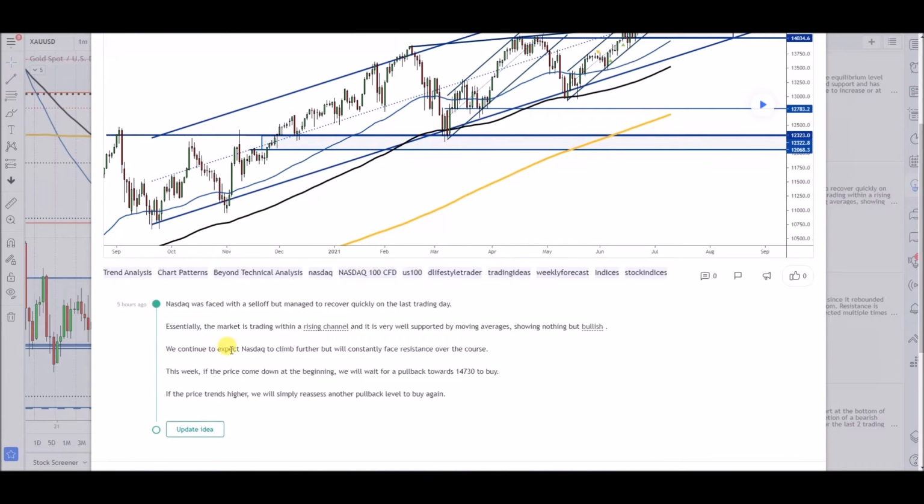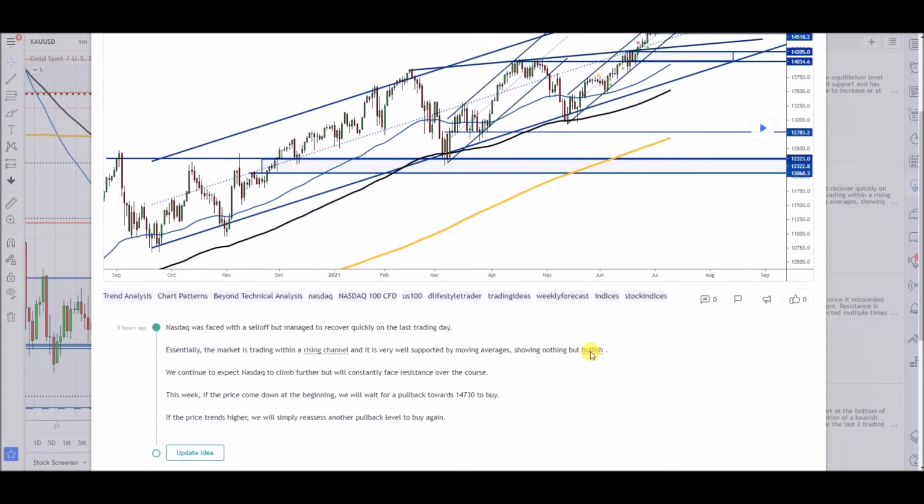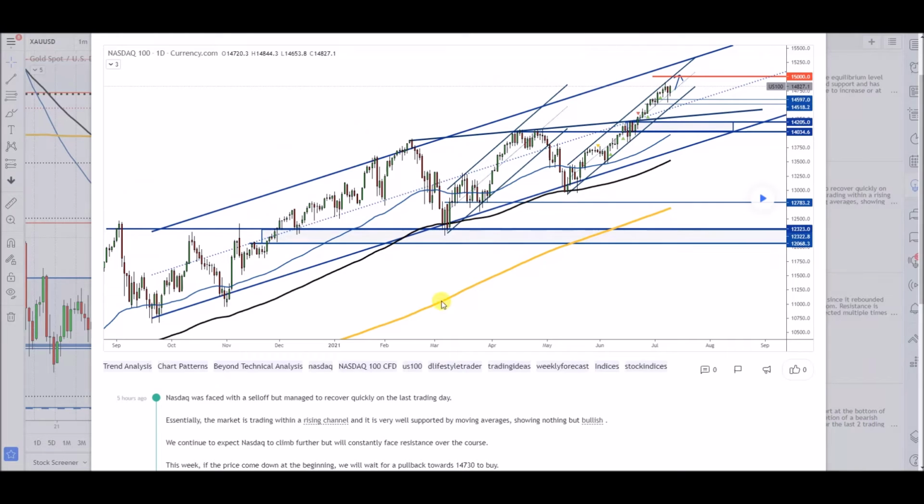So essentially, the market is trading within a rising channel, and it's very well supported by moving averages showing nothing but bullish. I mean, just look at the chart, right?